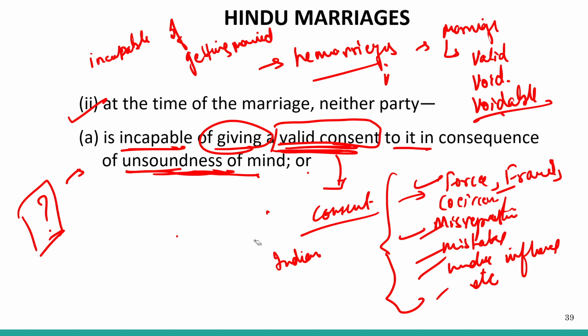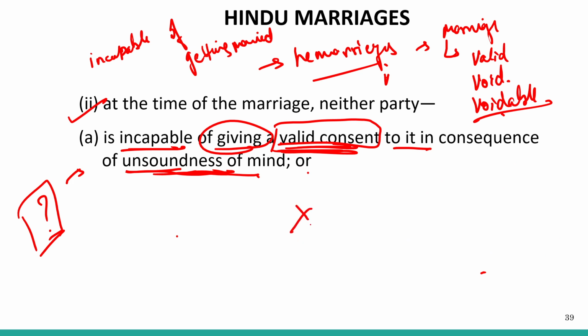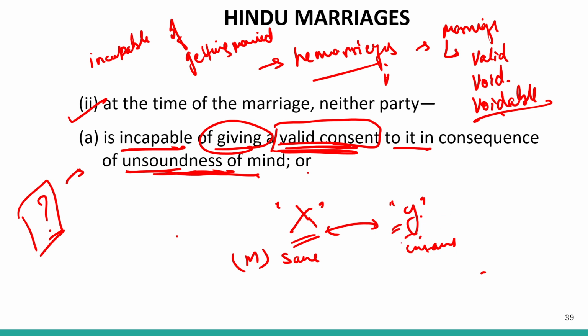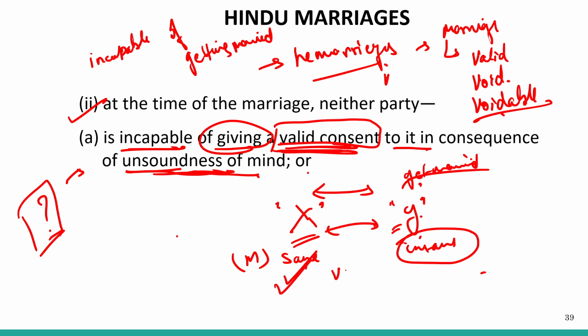So the condition is there is one person X and there is one person Y. Let's take the example that X is a male and he is sane, and Y, on the other side, is insane. Both of them decide to get married. X knows that Y is insane, and nevertheless they get married. Now the point is whether this marriage is considered a valid marriage, void marriage, or voidable marriage.